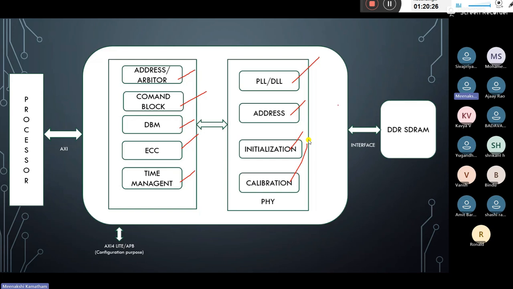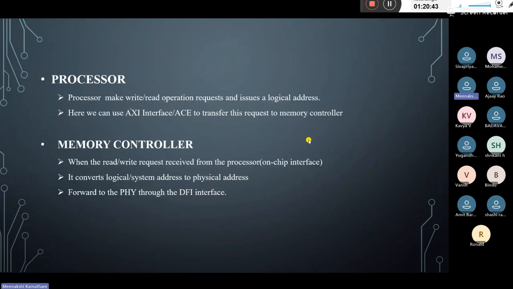An already verified PHY is what we have to take here. So at a time, both IP verifications are not possible. So we have taken one verified IP, and we verify the controller block. That is our duty.